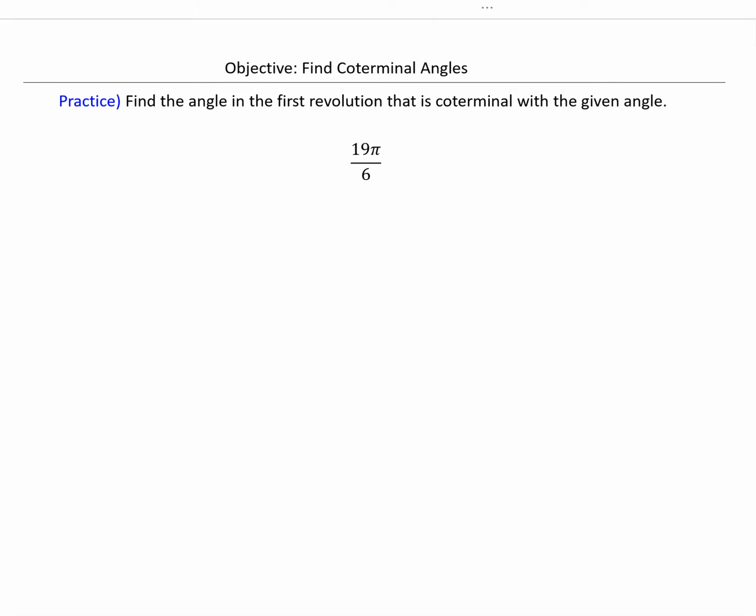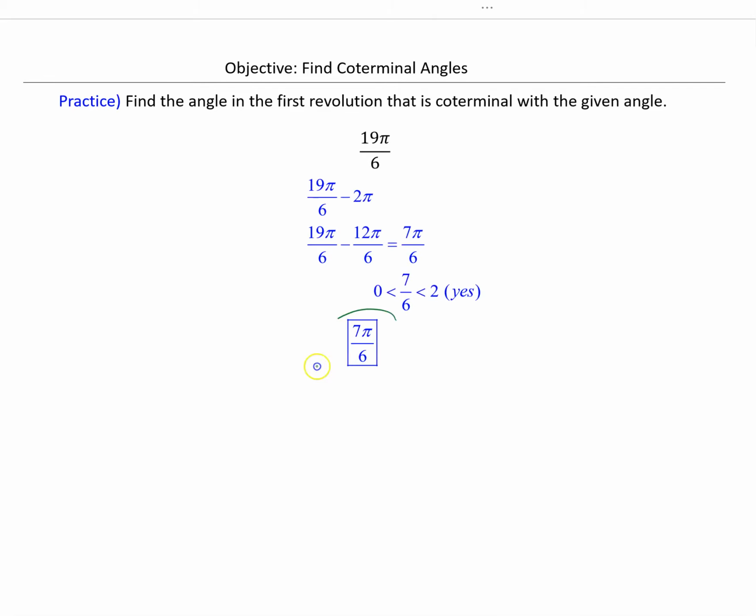All right, let's take a look at our answer here. So hopefully you came up with 7π/6. We're looking at our 19π/6, and this is done with a common denominator, and you might like that better, so this is worth talking about. 2π has a denominator of 1, so the common denominator of 6 and 1 would be 6, and multiplying by 6 over 6, that's where this 12π/6 came from. And then 19π minus 12π is 7π over the common denominator of 6.